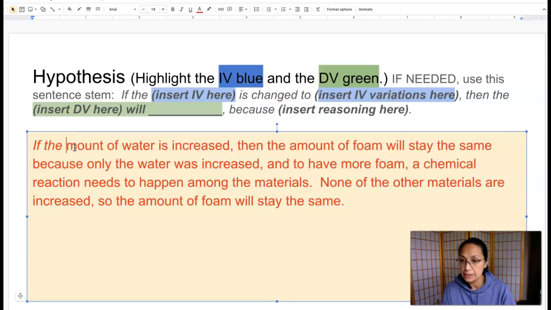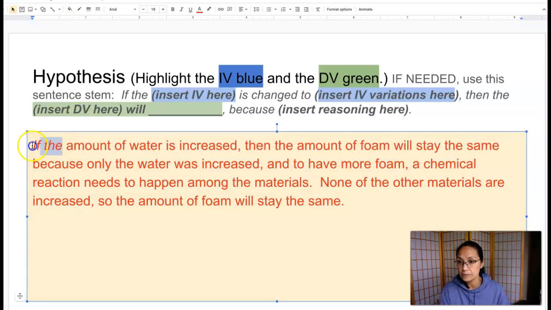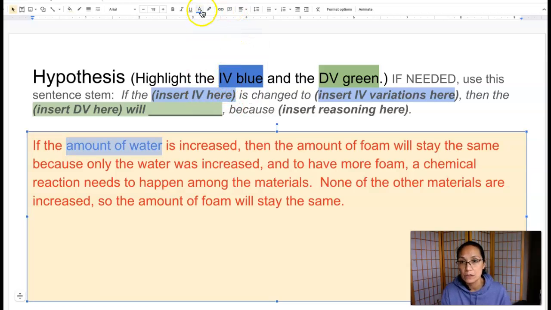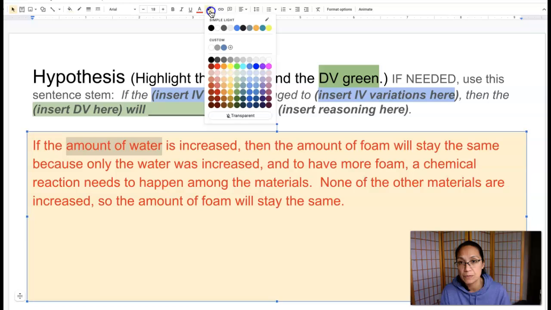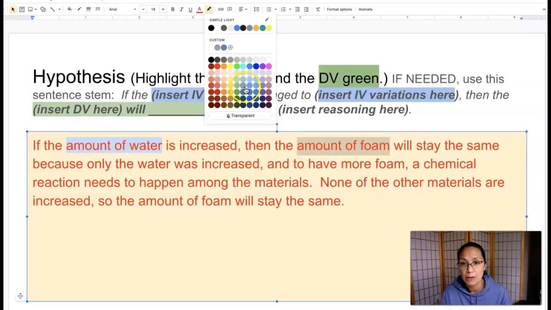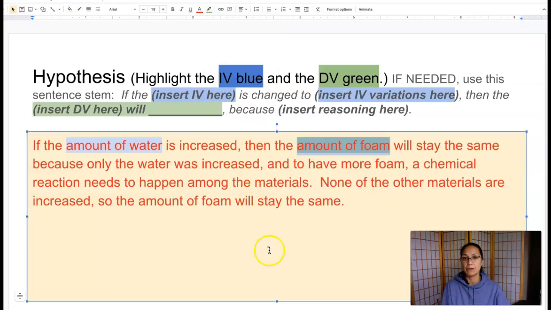And then I need to highlight my IV, which is my amount of water. That's what I'm changing. So here's my highlighter. I'm highlighting it blue. And then I am highlighting my DV, which is the amount of foam, which is my dependent variable. Okay, so that is how to write a hypothesis, your educated guess.